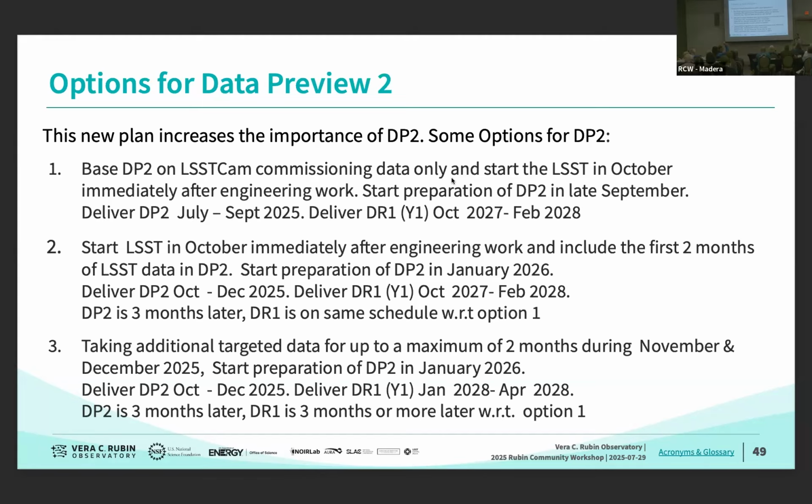We have to process the data. We have to go through the whole process of making a release. So it falls into option 3 in that if we wait until January, that delays the whole of releasing DP2. But if we start the survey as per the survey, it shouldn't delay year 1 data release 1 by much. I want to let Colin say something.